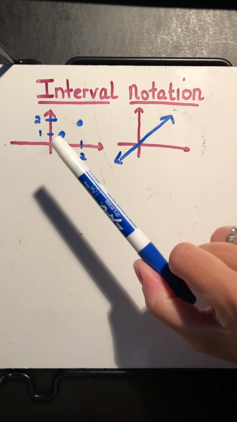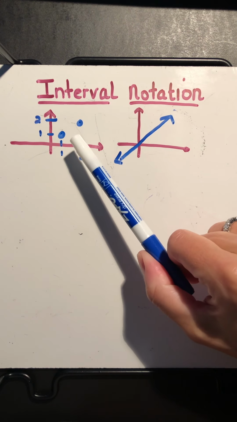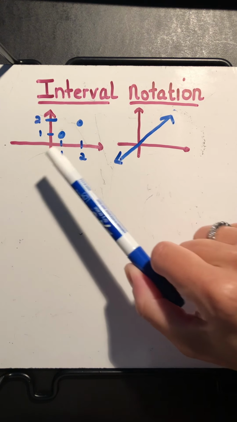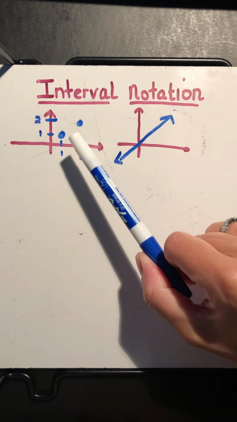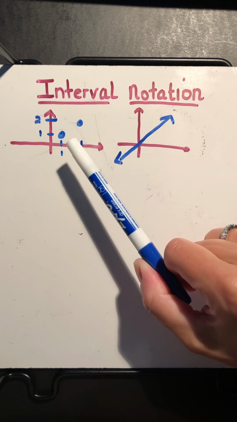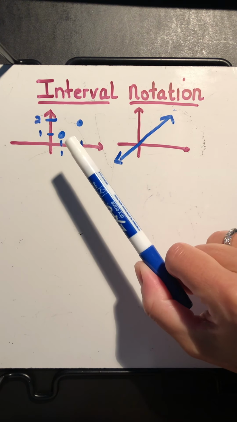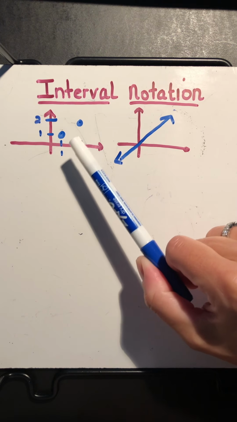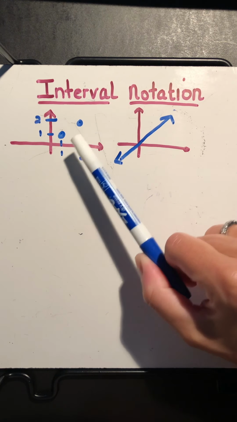Let's look at the graph on the left. If I were to try to describe the domain or the range of the graph on the left, I would notice that I only have 2 points. So if I'm only going to describe 2 points, I would use set notation in this case because I could easily list the numbers in the domain and the range.